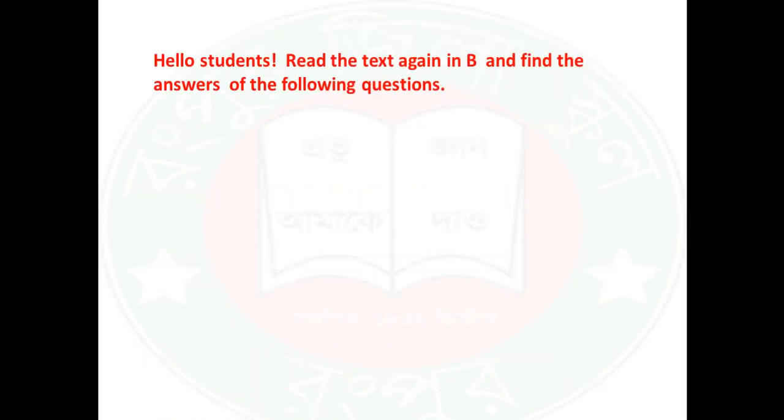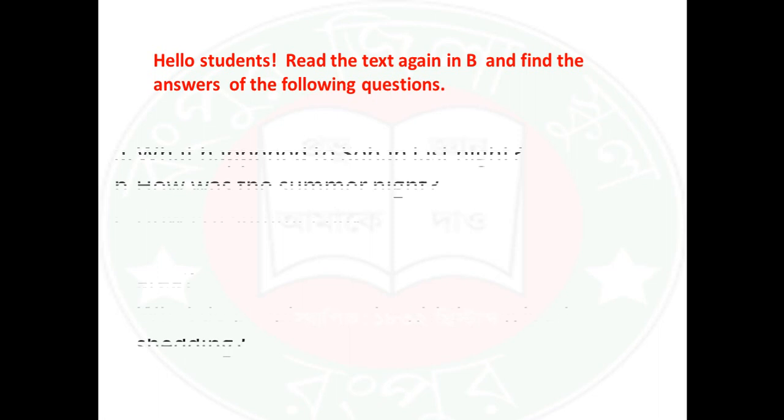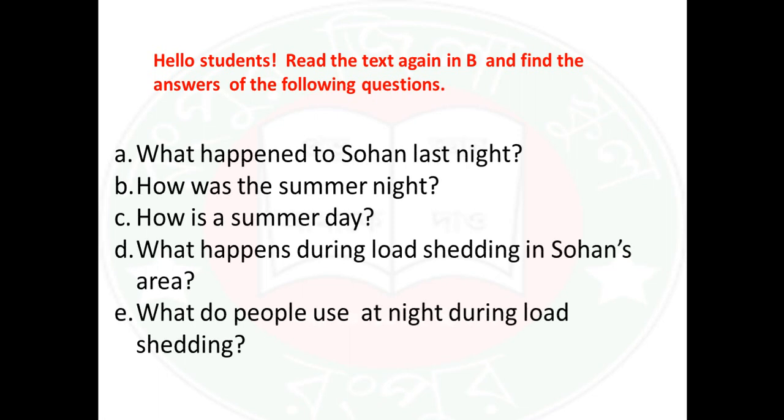And next one, read the text in B and find the answer of the following questions that are given at the bottom of your text, though I am going to show the questions in this slide. So these are the questions. So what happened to Shohan last night? How was the summer night? How is the summer day? What happens during load shedding in Shohan's area? What do people use at night during load shedding? These are the questions, and please read the text silently, of course honestly, and find out the answer.